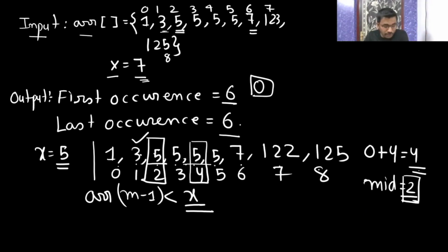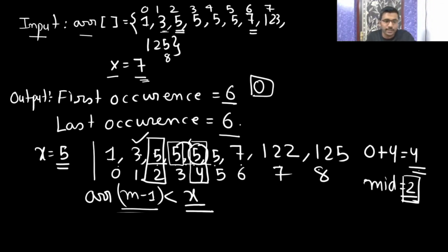Okay, if you are getting 5 here also, but the smaller one is again having only 5, again having 5, okay, it means it is not the first occurrence. So we have to check, if that element is equal to mid, then we have to again check the left, the mid minus one element. I have to check whether it is smaller than x. This is condition one.